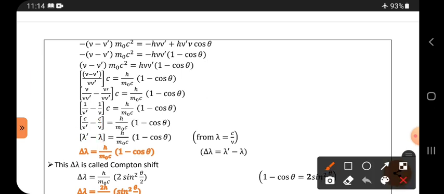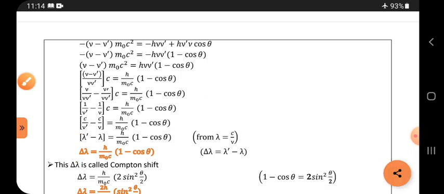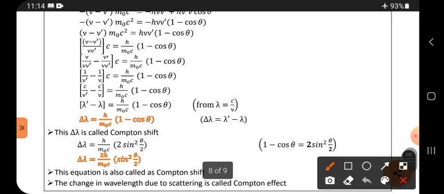And lambda dash minus lambda is called the change in lambda, that is denoted by delta lambda, is equals to h by m naught c into 1 minus cos theta. So this delta lambda is called Compton shift, and it is equals to h by m naught c into 1 minus cos theta. Now again we can write it in another form also.